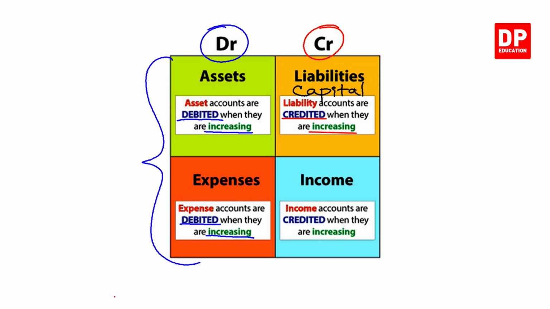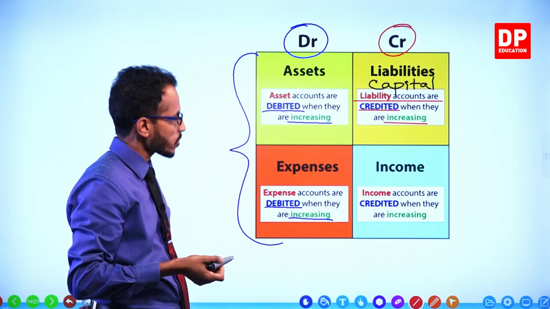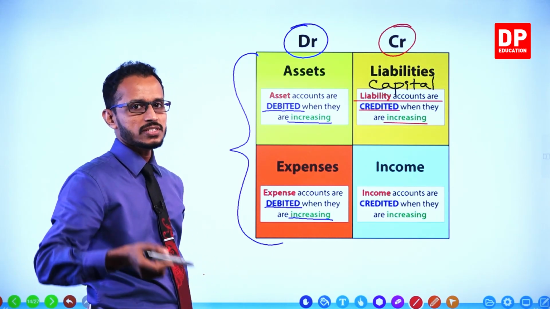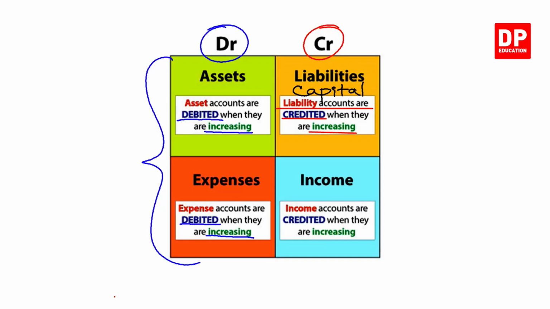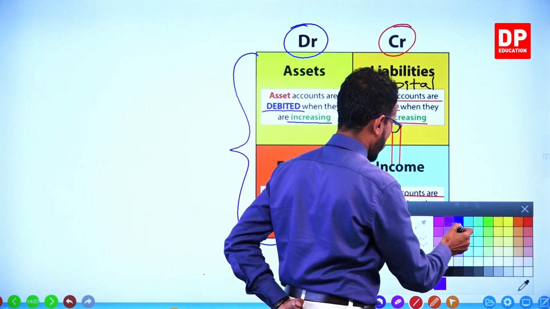Liability accounts, as they have shown here, are credited when they are increasing. Same for capital also. Capital accounts are credited when capital increases. And incomes also the same. When incomes are increasing, those income accounts are credited. Right. Okay, that's it.